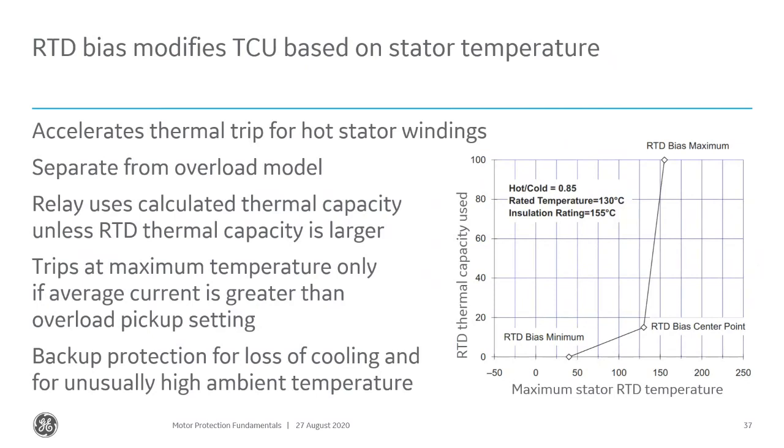Another option that we have in the thermal model is to use our RTDs. Our RTDs measure temperature from your stator windings, and the temperature then is used to bias the thermal capacity used based on that temperature. It can accelerate the thermal trip for hot stator windings. It is separate from the overload model.